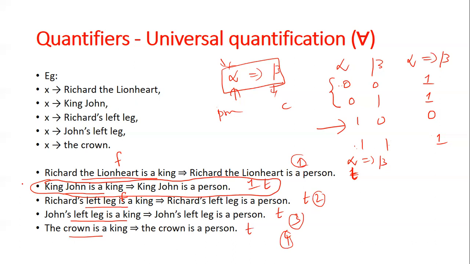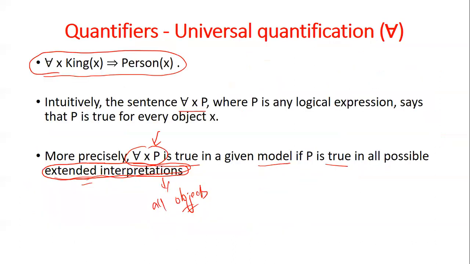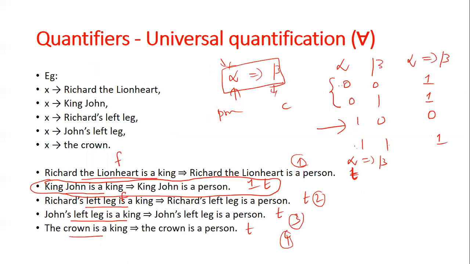So this rule says, for all x, if x is a king, then x is a person. So we apply this rule only for kings, only for the person to whom the king relation is attributed. So the king relation is applicable only to John. It is not applicable to Richard.